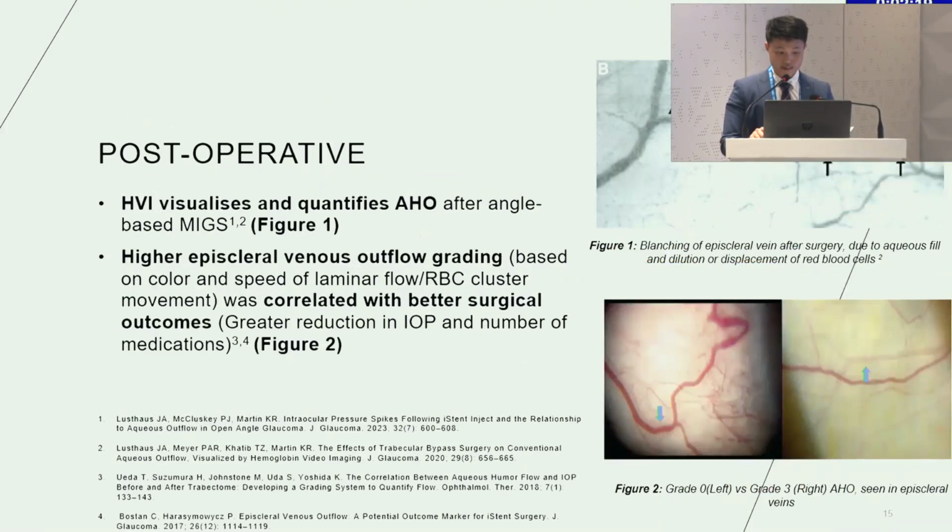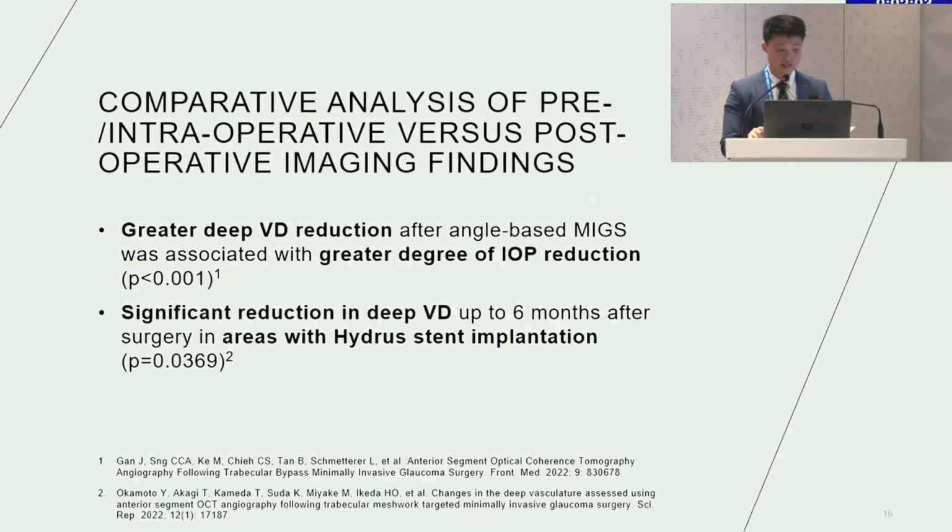Postoperatively, hemoglobin venous imaging allowed for the objective assessment of restoration of the outflow pathway. Observation of the episcleral venous outflow also found that higher grade correlated with better surgical outcomes and could serve as objective surrogate measures beyond clinical IOP readings. AS-OCTA studies also found that greater deep vessel density reduction after surgery was correlated with greater degree of IOP reduction. Significant reduction in deep vessel density was also only observed in areas with stent implantation.